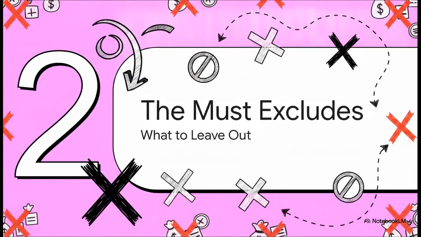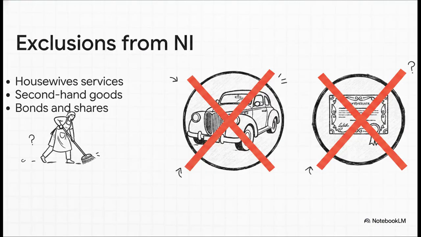Section 2. The must excludes, the don'ts. All right, pivot sharply with me here, because knowing what to include is only half the battle. To secure those full 3 marks, you have to prove you know exactly what does not belong in the national income calculation. Including these next items by mistake will definitely cost you. Here are your 3 key exclusions.